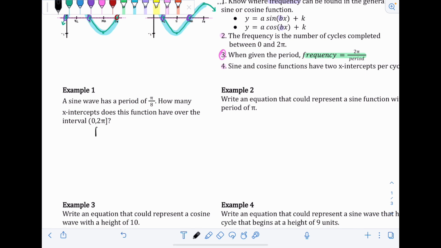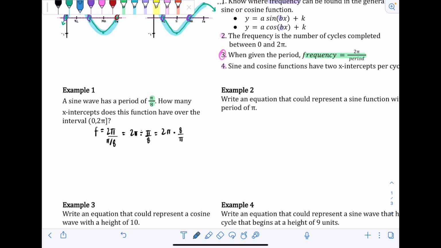So we'll say the frequency, I'm just going to use f, equals 2 pi over the period, which is pi over 8. And then we'll simplify. I'm going to write it out horizontally. So 2 pi divided by pi over 8. And then instead of dividing, I'm going to multiply by the reciprocal. So it'd be 2 pi, and then instead of division, multiplication, and then flip pi over 8 into its reciprocal. So it'd be 8 over pi.